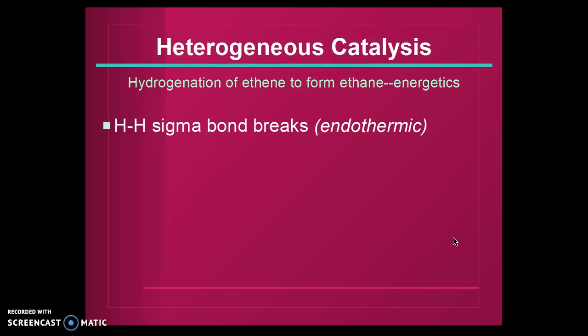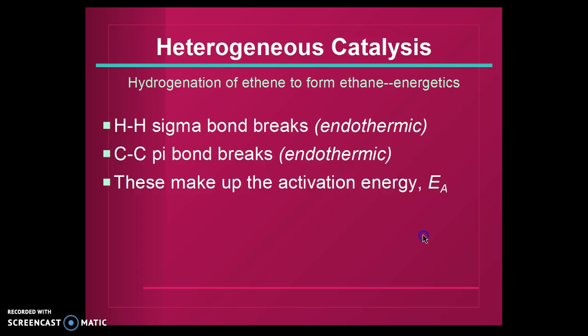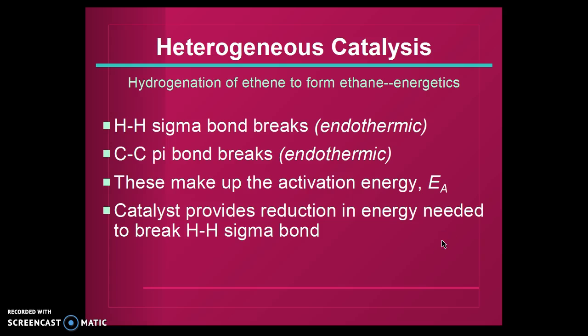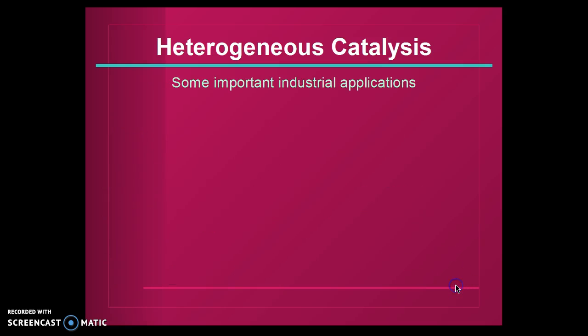Now the hydrogen-hydrogen sigma bond in the hydrogen molecule breaks, that's endothermic. The carbon-to-carbon pi bond breaks under the influence of the catalyst, that's also endothermic. Bond breaking is endothermic. These make up the activation energy. The catalyst then provides the reduction energy needed to break the hydrogen-hydrogen sigma bond so that the energy-releasing reaction making the carbon-hydrogen sigma bond is easier to get to.